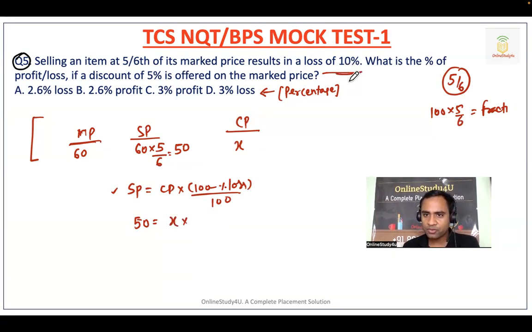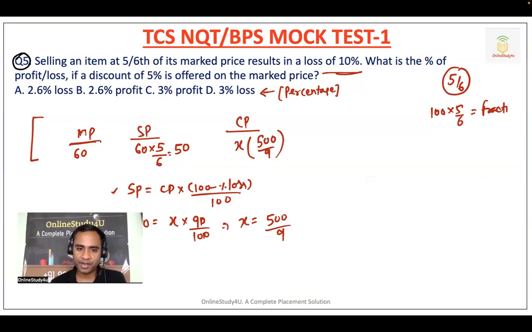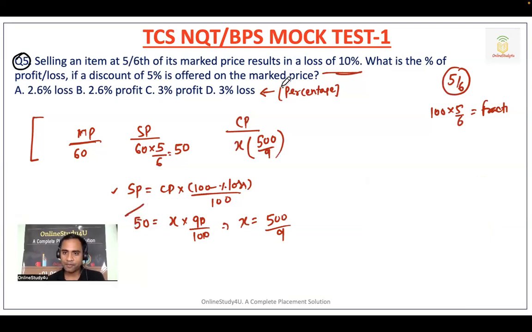100 minus loss, so 100 minus 10 is nothing but 90, divided by 100, right? So we have got the cost price from here. Cost price is nothing but 500 by 9. Clear? Cost price we have got as 500 by 9, because we know the selling price now, and we know there is a loss of 10%. Till here it should be crystal clear, you should not have any doubt.